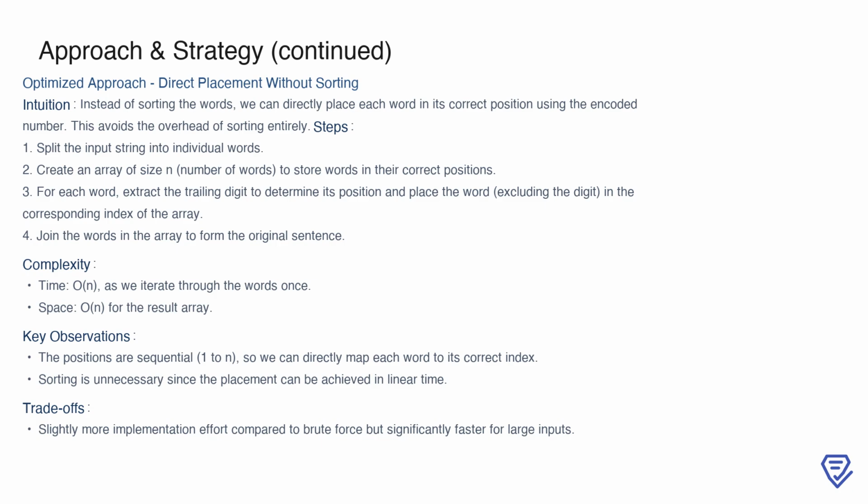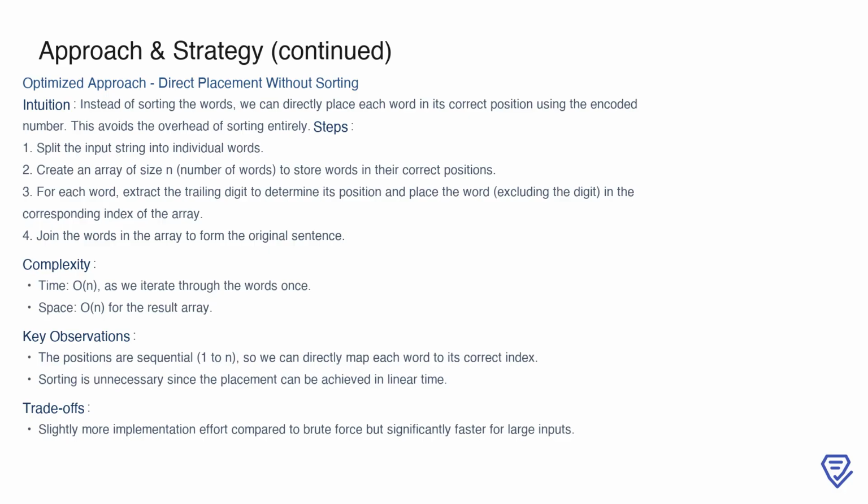For each word, we extract the trailing digit to determine its position and place the word, excluding the digit, into the corresponding index of the array. Once all the words are placed, we join the words from the array to reconstruct the original sentence. This approach achieves linear time complexity, O(n), since we only iterate through the words once, and it still uses O(n) space for the result array.